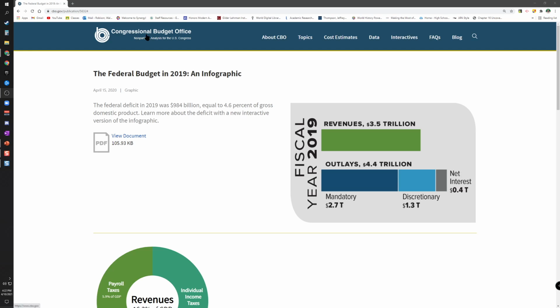It's the Congressional Budget Office. I mean, there's all kinds of information here. When you guys are in college and you're looking for something to do a research paper on, I highly encourage you to do that. You can download the documents and the data is right there.